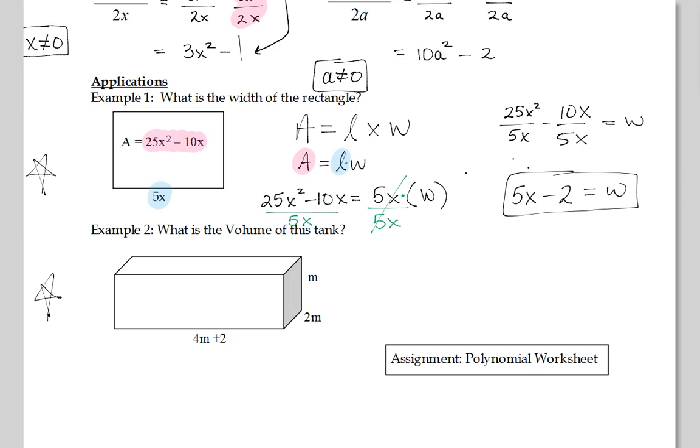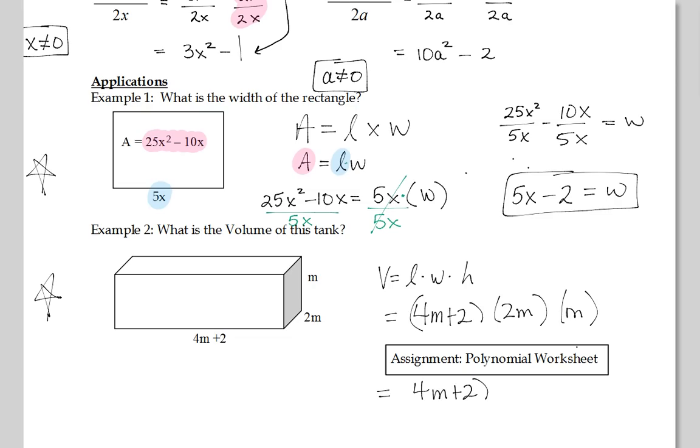Now for this third one, it's asking for volume of a rectangular prism. The volume of a rectangular prism is length times width times height. So we have 4m plus 2 multiplied by 2m multiplied by m. So you have 3 terms that you have to multiply. Does it matter the order that you multiply them? No. So what I can do is I can make one of those last 2 terms simpler. Put these together. What do you get? 2m times m. 2m squared.